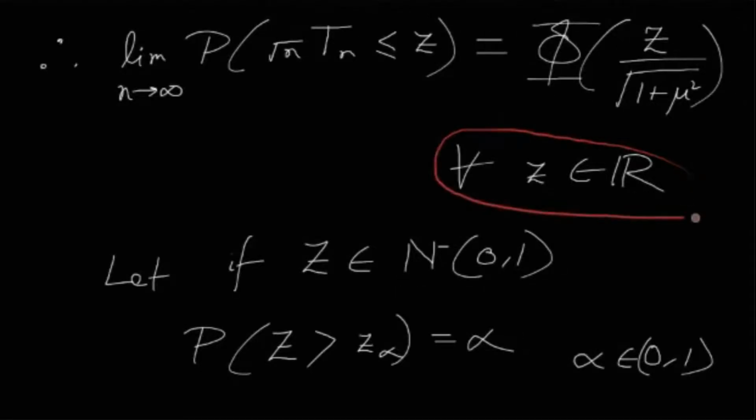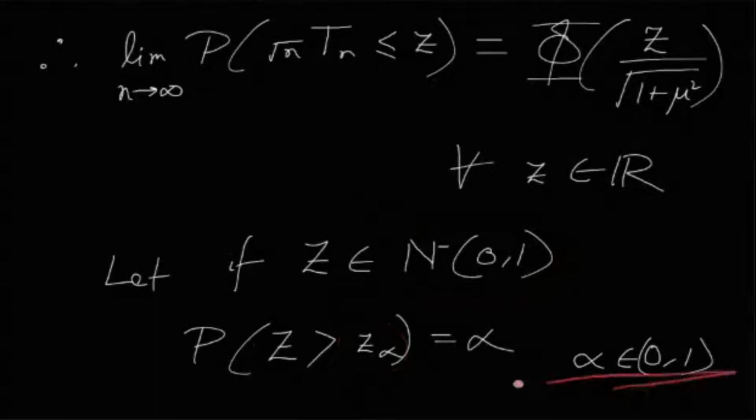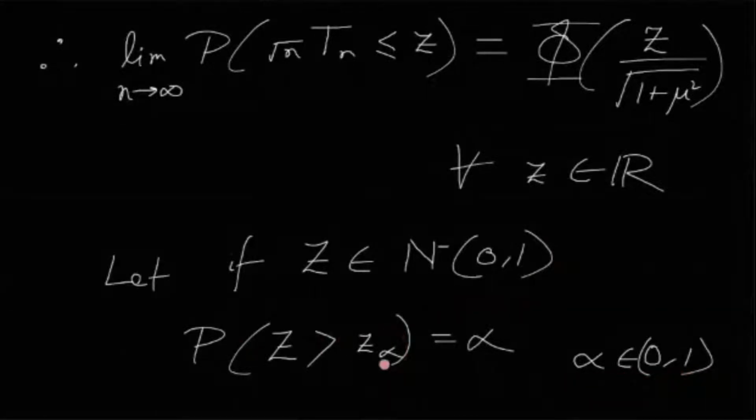You can put any real number z. Now, if you remember, if z follows standard normal, then probability z greater than z alpha, for some real number z alpha, where alpha is some real number between 0 and 1, is alpha. This z alpha is called the upper cutoff point. It's the upper alpha cutoff point.